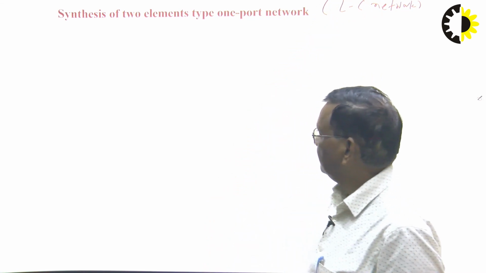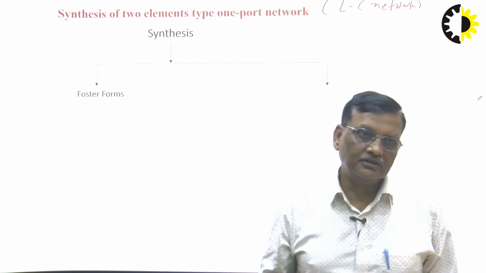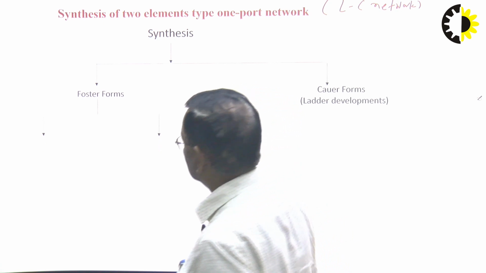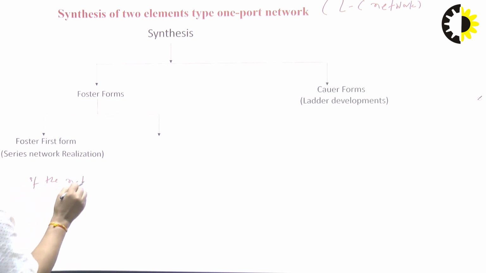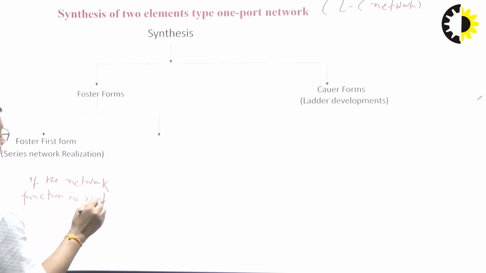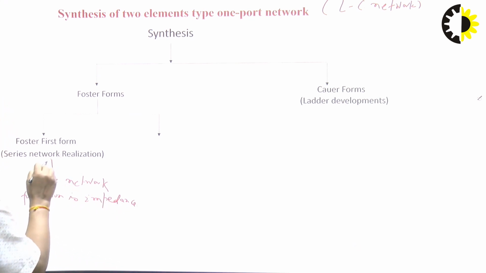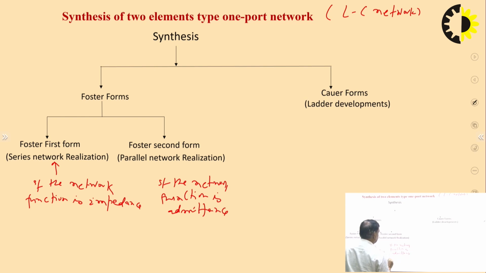In this connection we can see that the synthesis can take place in two forms. One is the Foster form and the other one is the Cauer form. In the last class we discussed in detail the Foster forms, and we have seen that if the network function is impedance, then we go for Foster first, and when the network function is admittance, we go for Foster second, and the technique is partial fraction expansion.